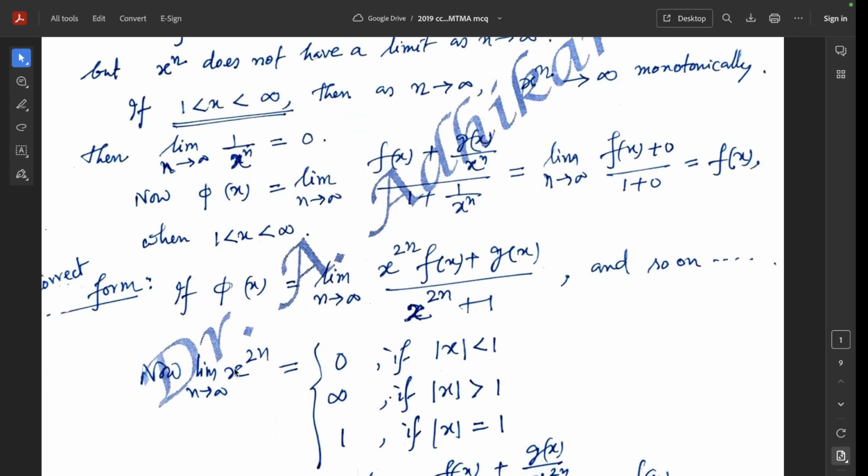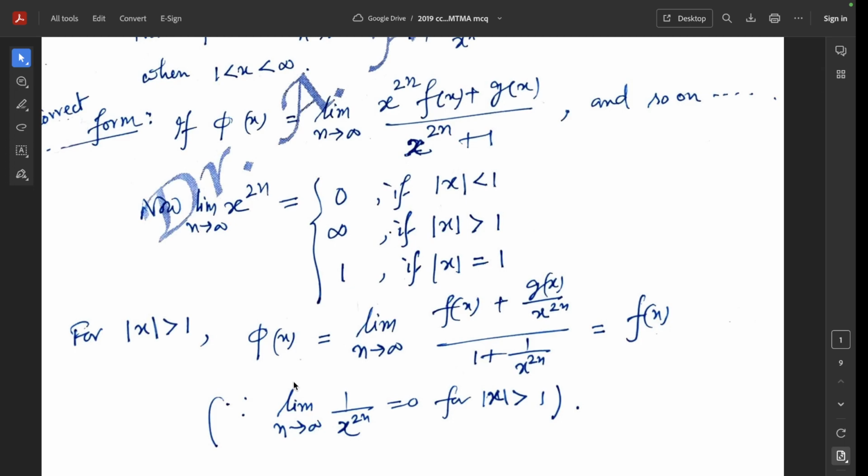And limit n tends to infinity x to the power 2n equals 0 if mod x less than 1, tends to infinity if mod x greater than 1, and equals 1 if mod x equals 1. Now we are interested in the range mod x greater than 1. So obviously limit n tends to infinity 1 by x to the power 2n equals 0 for mod x greater than 1. Dividing numerator and denominator by x to the power 2n, g x by x to the power 2n equals 0 and 1 by x to the power 2n equals 0, so this is equal to f x.